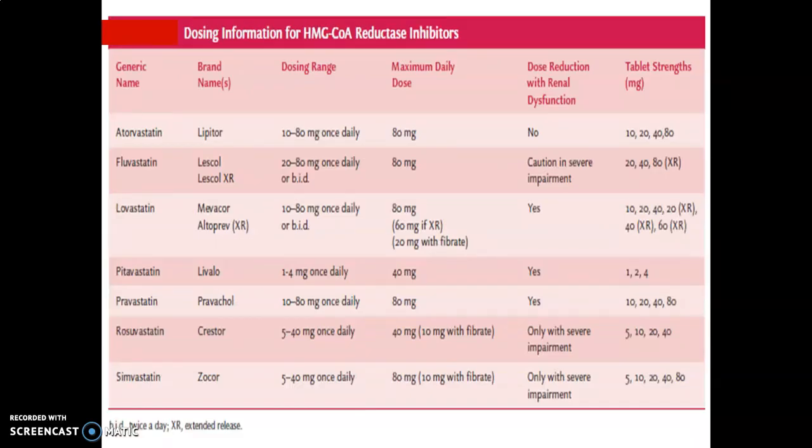Now the dosing information. All these drugs are available in the market and brand names are also mentioned. The dosing range, maximum daily dose as well as tablet strengths are mentioned over here. All these commercially available drugs are present, such as atorvastatin, fluvastatin, lovastatin, pitavastatin, pravastatin, rosuvastatin and simvastatin. These are the most commonly available drugs in the market, and all these statins are very effective and used for lowering the cholesterol level.